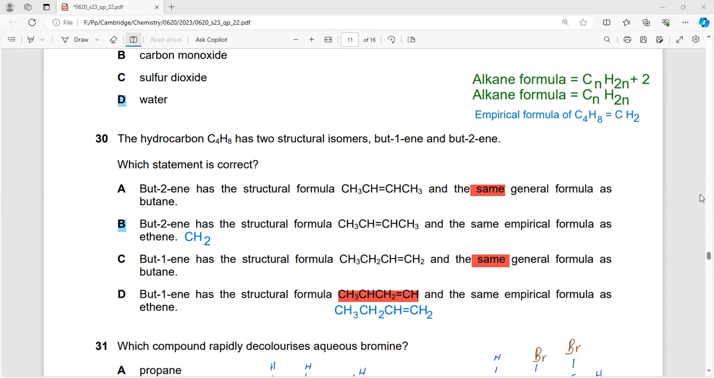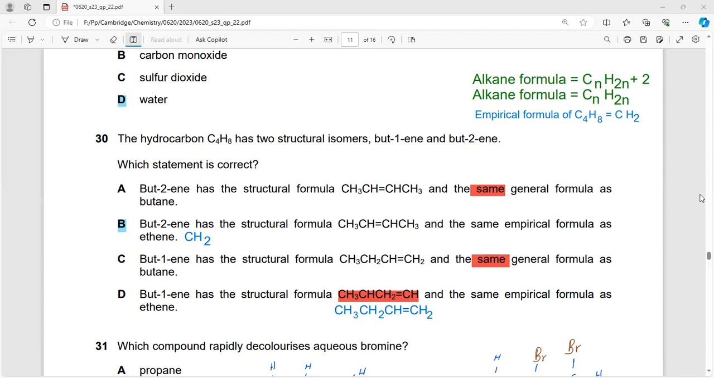In statement number 1, but-2-ene has a structural formula. That's correct. And the same general formula? They have different general formulas. Why? Because butane is an alkane and but-2-ene is an alkene. That's why the general formula is different. Now, but-2-ene has the structural formula.